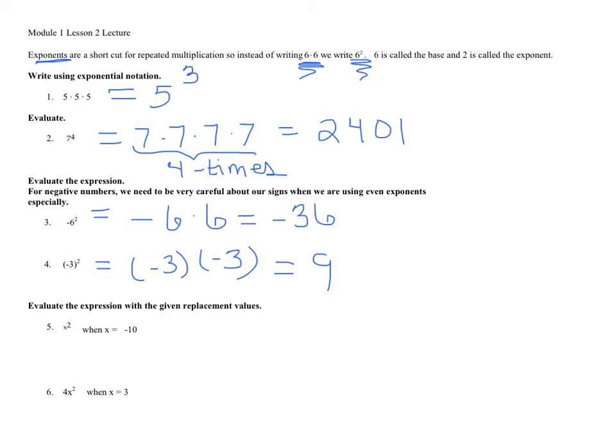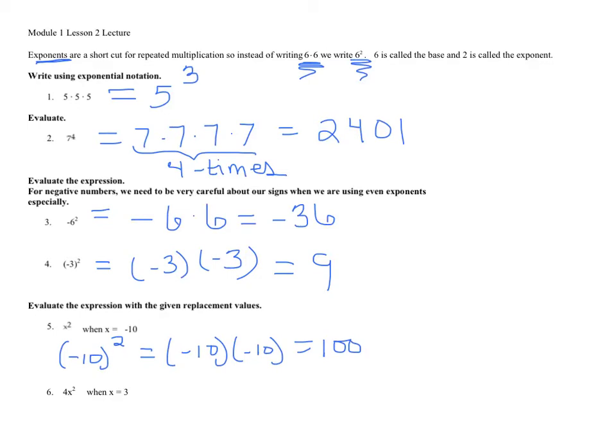Now let's look at evaluating expressions for a given value. So for example, if I have x squared and I'm told x is negative 10, well, I would write that we have negative 10 squared, which comes out to negative 10 times negative 10, which we know is 100. Notice that I put parentheses around the negative 10 when I plugged it in.